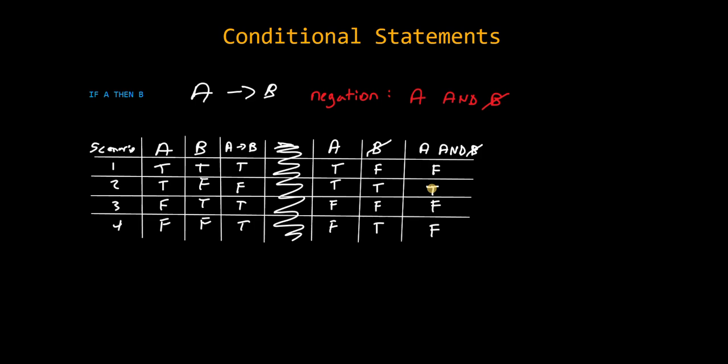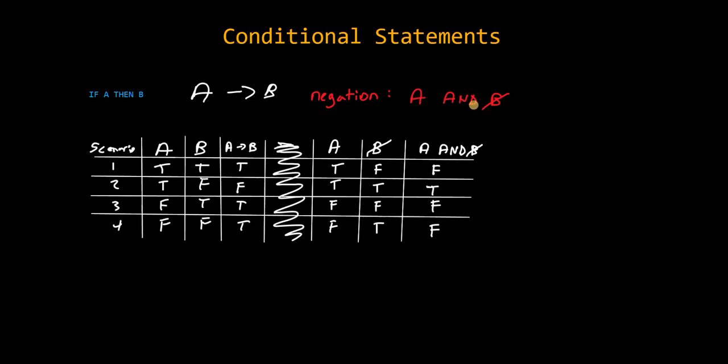And then I'll compare this column with this one. And notice how they're always opposite in every scenario. So scenario 1, this one is true, this one is false. False, true. True, false, true, false. And that's how you confirm that the negation of a conditional statement is an and statement.